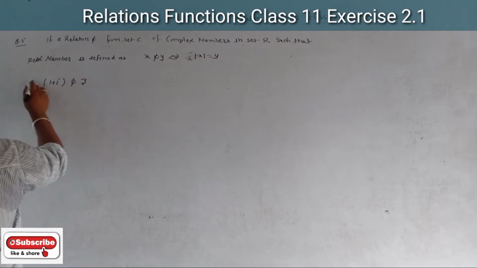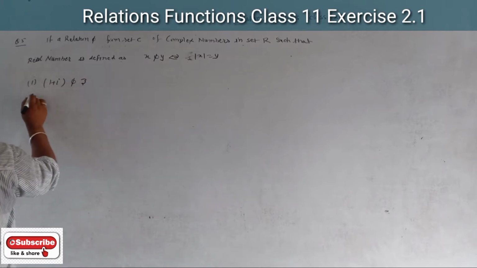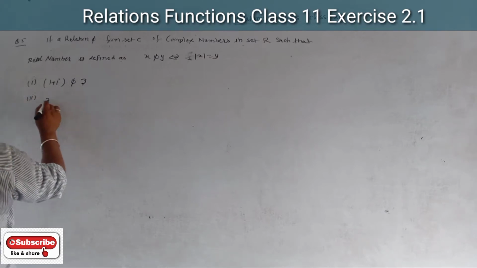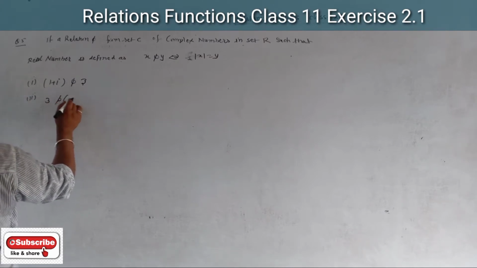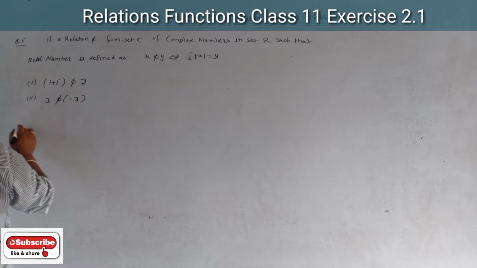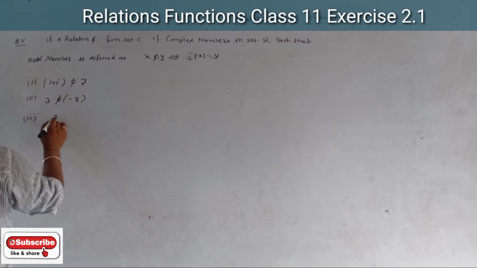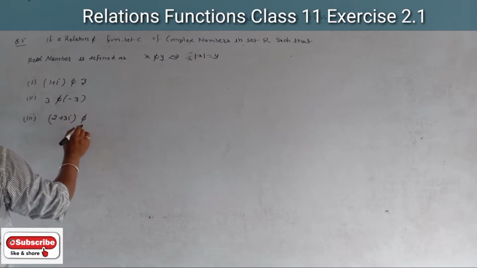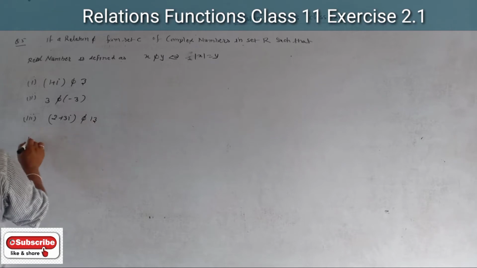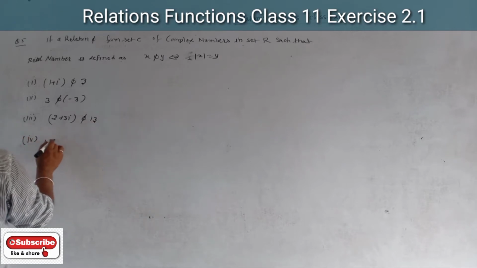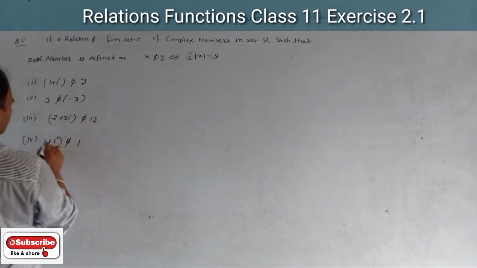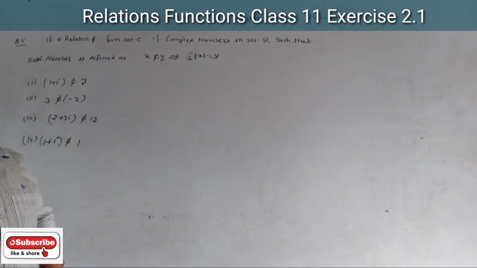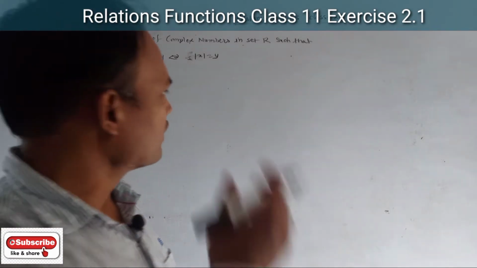This is the first part of this question. What is the second part? The second part is 3 phi minus 3. The third one is 2 plus 3 iota phi 13, and the fourth one is 1 plus iota phi 1. So there are some questions to solve. How can we solve them?